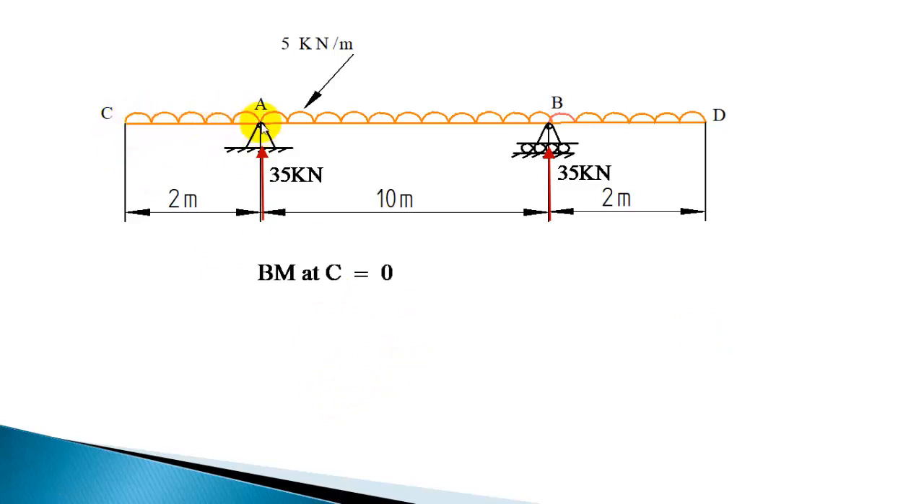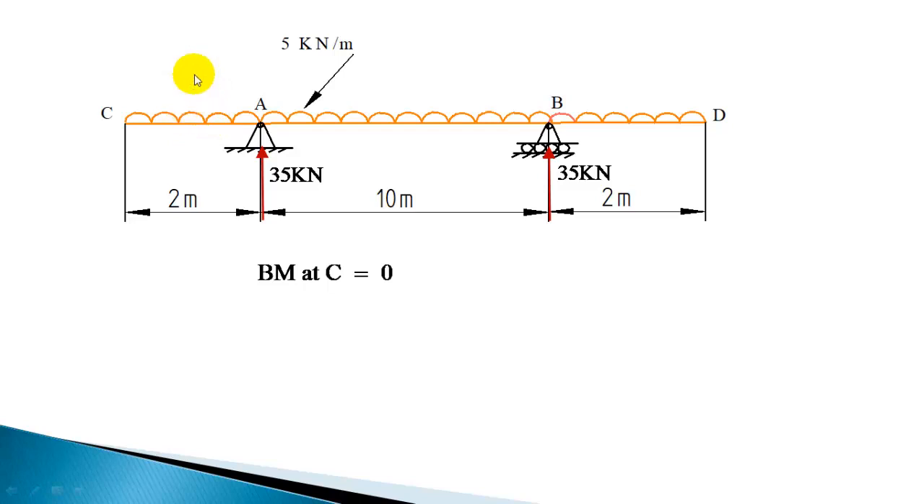Now to calculate bending moment at A, you have to look at the loads left side of A. Left side of A, only UDL is there, and the intensity is 5. It acts for 2 meter. So 5 into 2, 10 kilonewton, and 10 kilonewton will act at the center of this 2 meter. So I am only considering this part of UDL. That means 1 meter away.